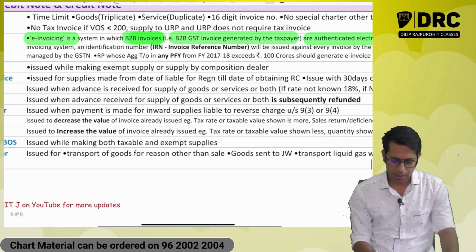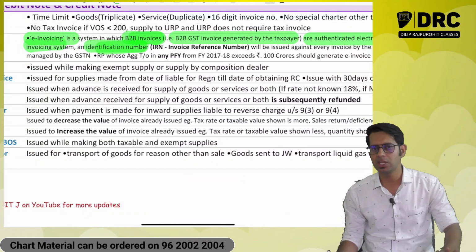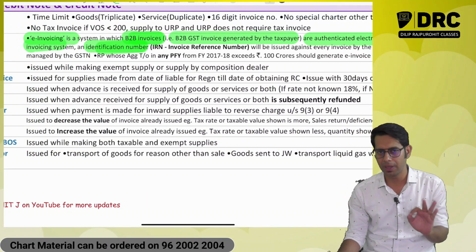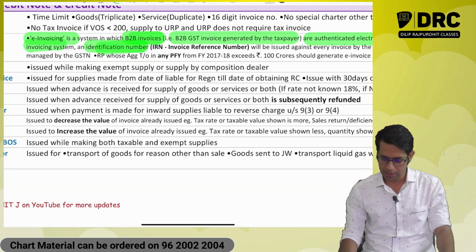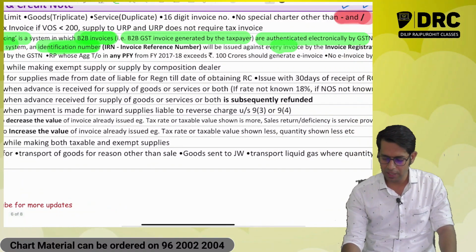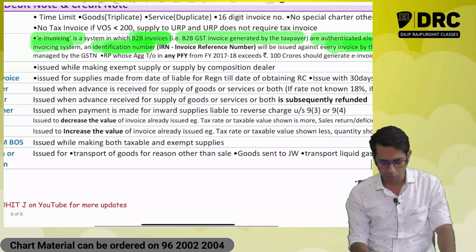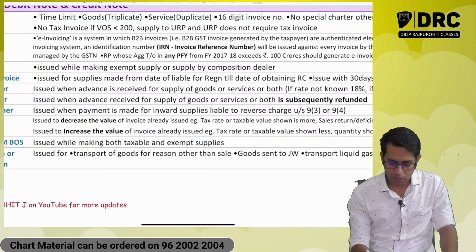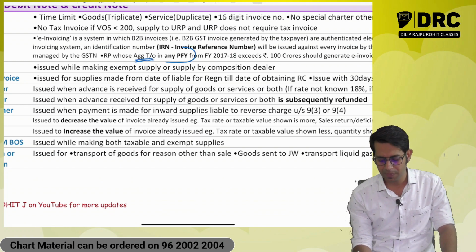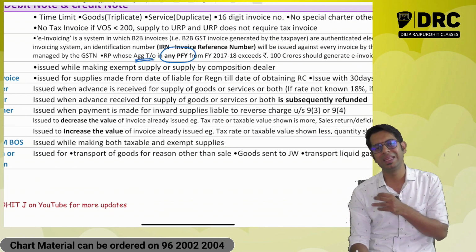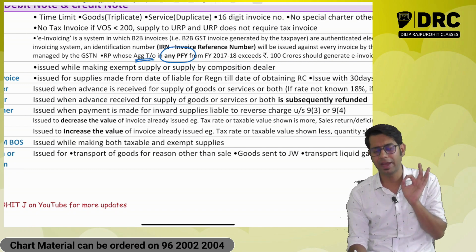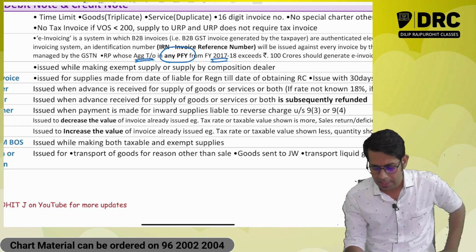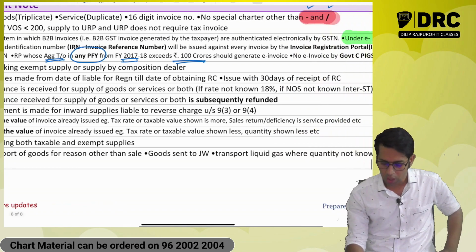Under e-invoicing, what will happen? An identification number, an invoice reference number, will be given to you for whatever invoice number you have generated, against every invoice which is registered on the e-invoicing portal. To whom is this e-invoicing provision applicable? It is applicable to those registered persons whose aggregate turnover in any financial year starting from 2017-18 has crossed 100 crore rupees.